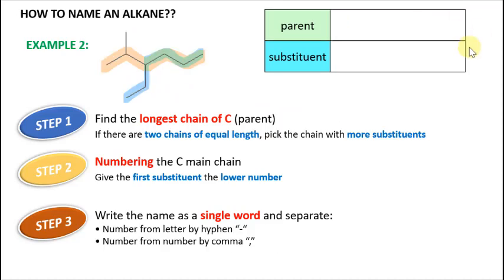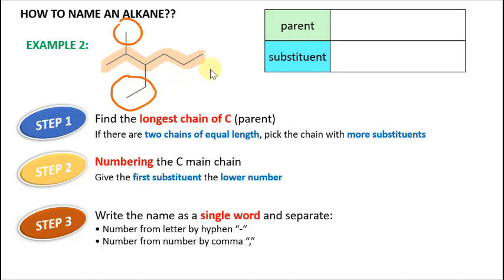If there are 2 longest carbon chains of equal length, we are going to pick the one with more substituents. For example, here we have 2 roots, which is the orange root and the blue root. Okay, if we focus on the orange root, this longest carbon chain will give us 2 substituents, while if we choose the blue root, it will only give us 1 substituent. So in this case, we are going to choose the one that gives us more substituents, which is the orange root, as our longest carbon chain.